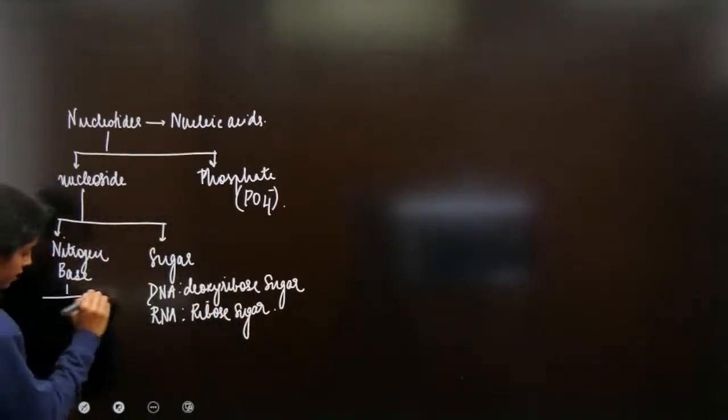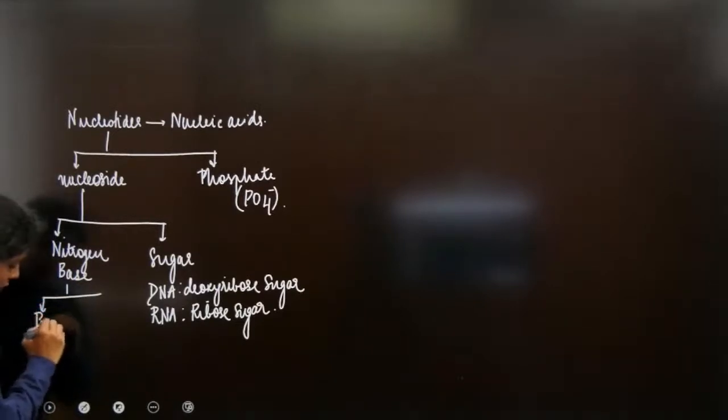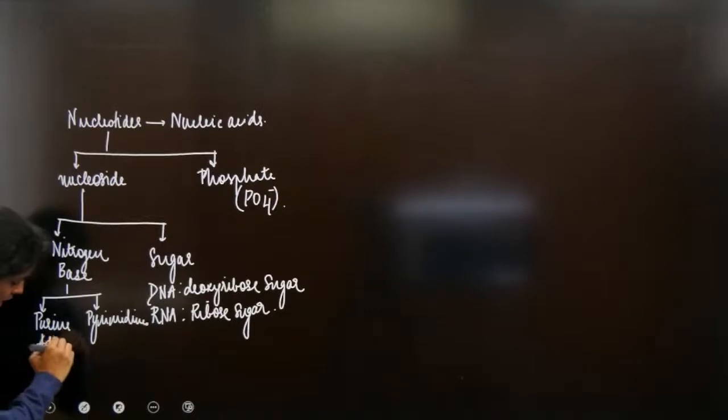The sugar in case of your DNA is your deoxyribose sugar, and in case of RNA, it is your ribose sugar. And here your nitrogenous base is of two types. The first one is your purines, the second one is your pyrimidines. Adenine and guanine are your purines.